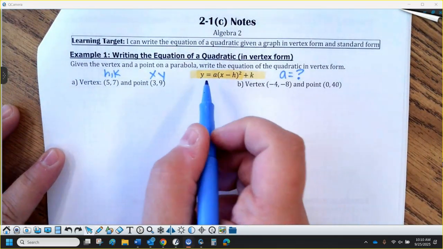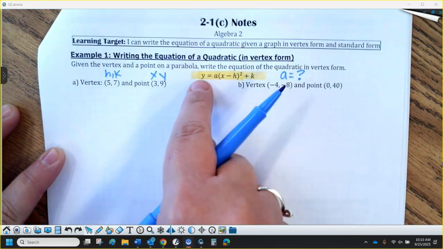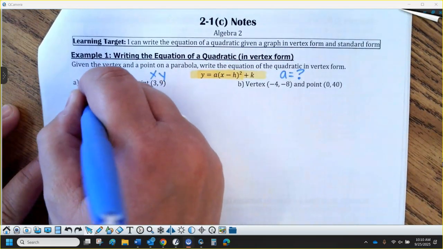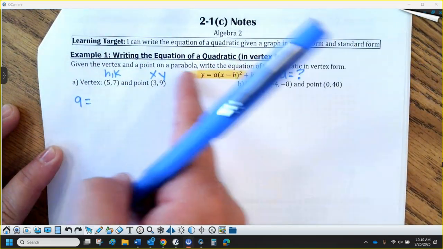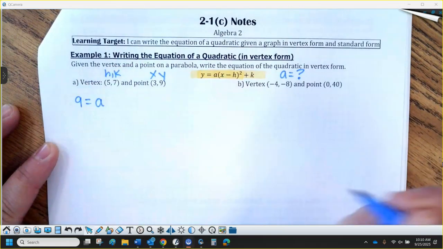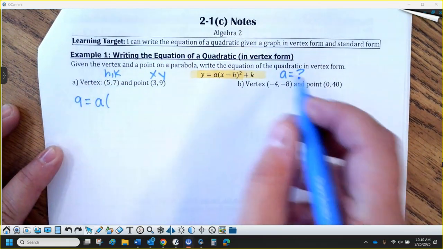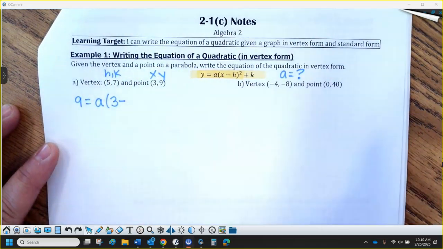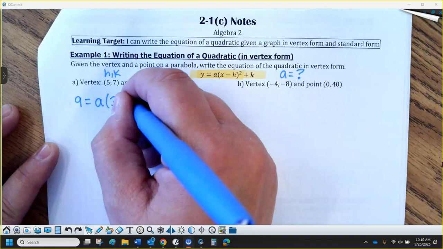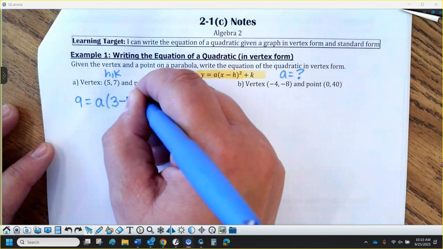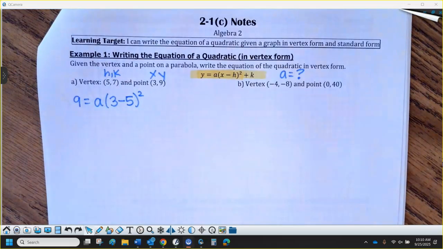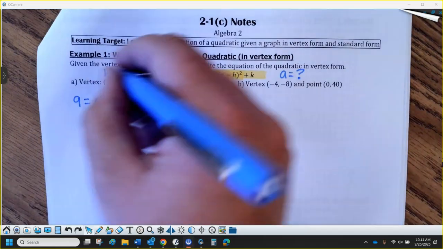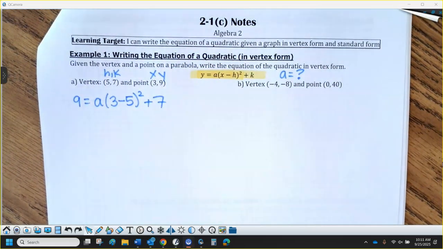So if I have this going through this point, the Y coordinate of the point is 9. So I'm just going to plug this into this vertex form right here. A is going to be our variable. All right, now it's the X coordinate of the point, so that's going to be 3 here. And it's minus the X coordinate of the vertex, which is positive 5. But that's why when we work on this, it looks like the opposite of what it is. So I'm plugging in the 9 and the 3, and then the 5 and the 7, since that's positive 7, that just goes outside.